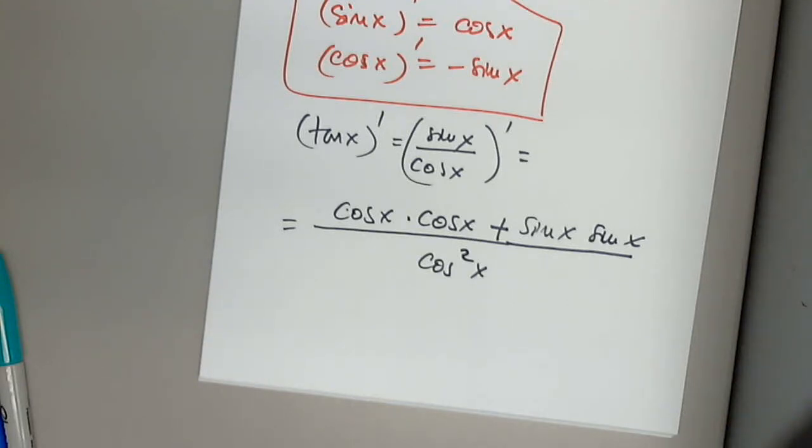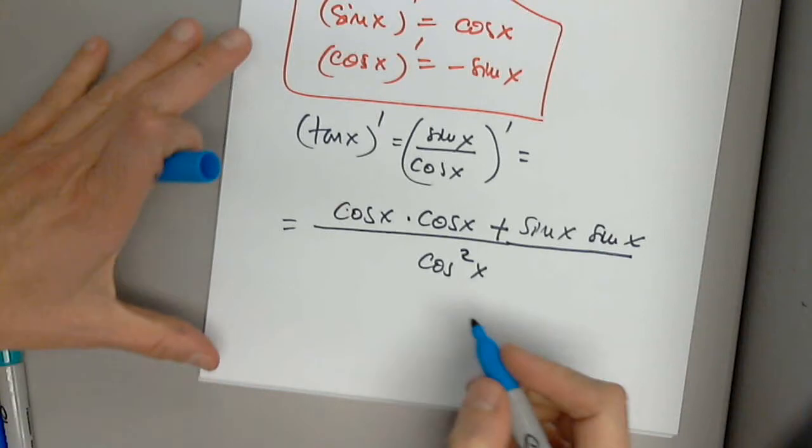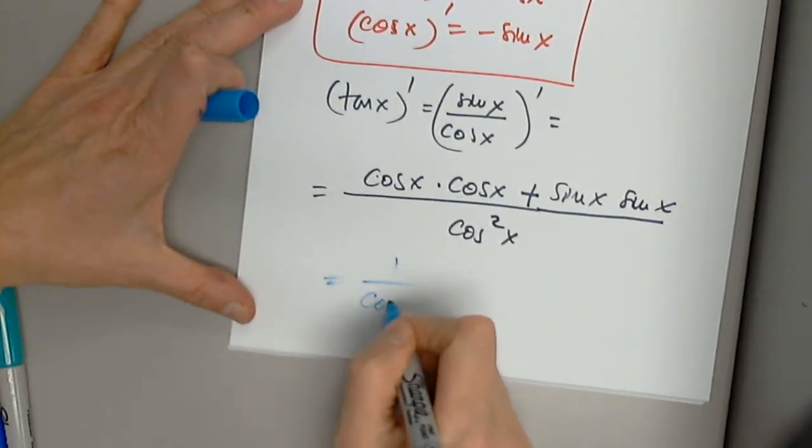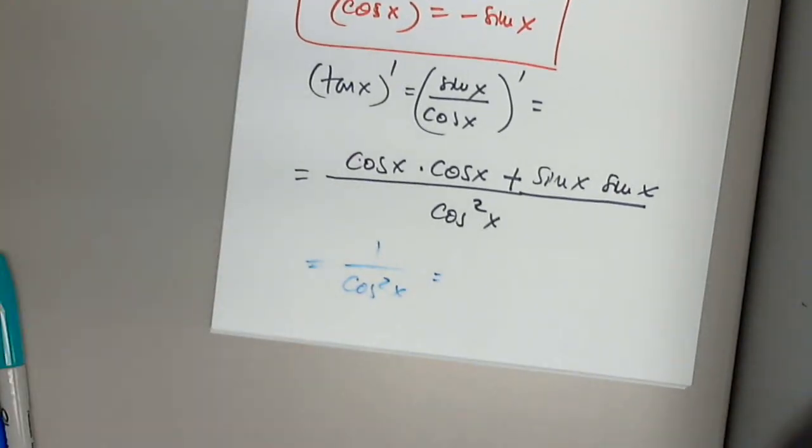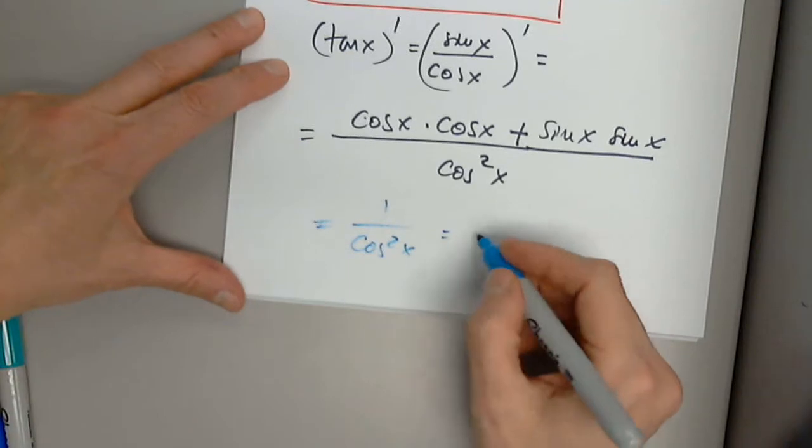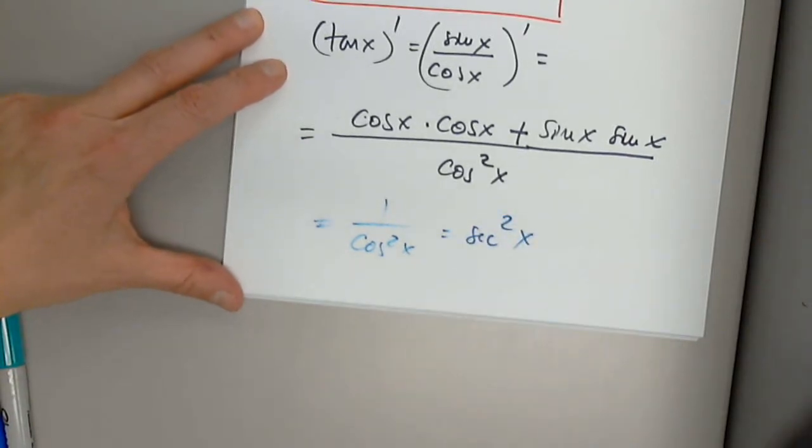But we do know a basic identity from trig: cosine squared plus sine squared is 1. So this is nothing else but 1 over cosine squared x. But we also know that there is a trig function that is 1 over cosine. If it starts with c, it's secant. If it starts with s, 1 over sine squared, it would be cosecant. So 1 over cosine squared is secant squared x.